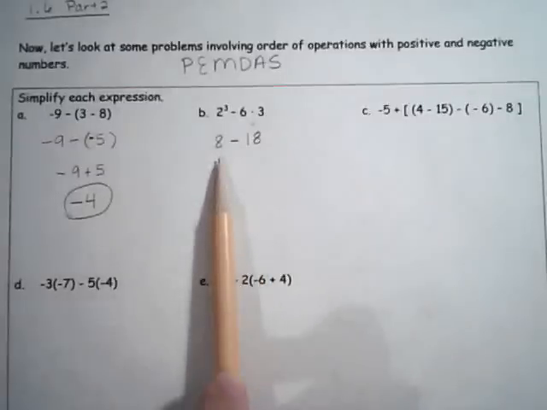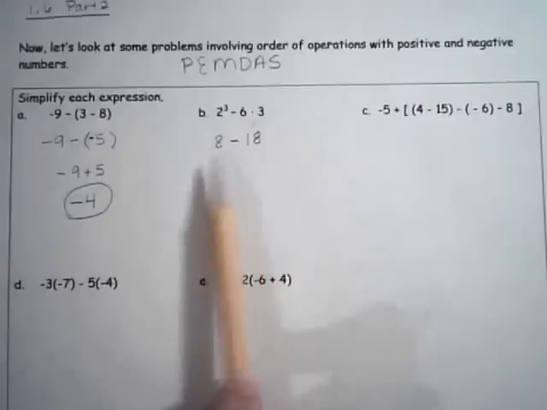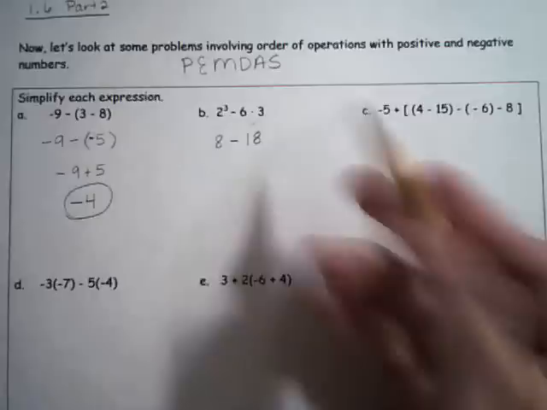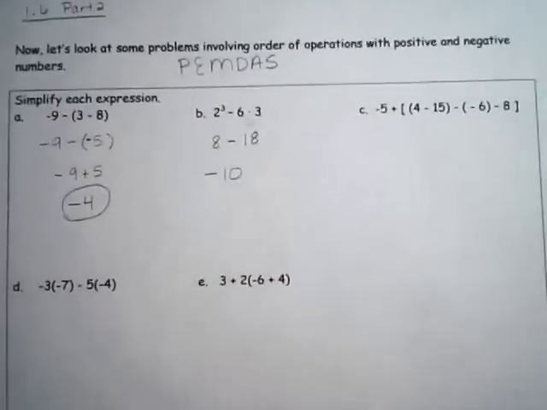I have a positive 8, a -18. I need to combine. So the signs are different. Subtract, which would be 10. Take the sign of the higher number. So my answer would be -10.